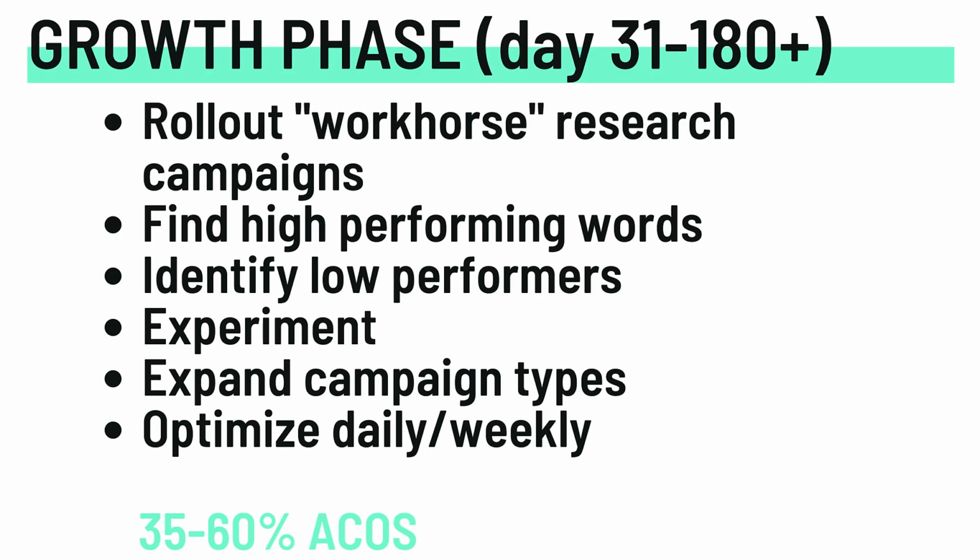So your ACoS here should really range typically between 35 and 60%. It's not going to be perfect yet because you're doing a lot of experimentation, but it shouldn't be going off the rails either because you've got reviews, you've started to get data accumulated where you can really optimize your decisions.